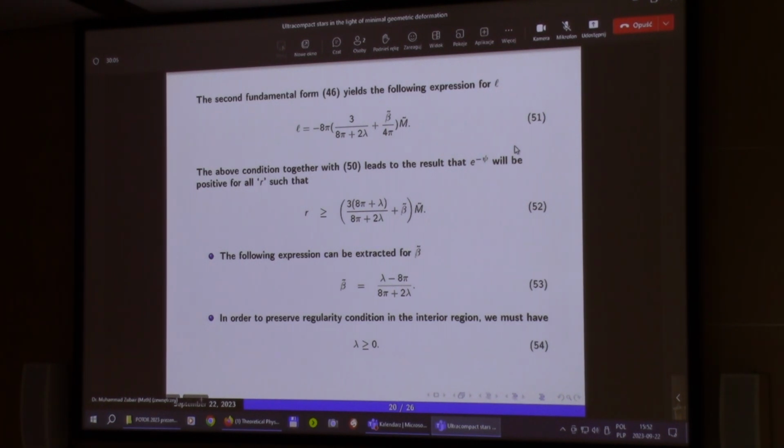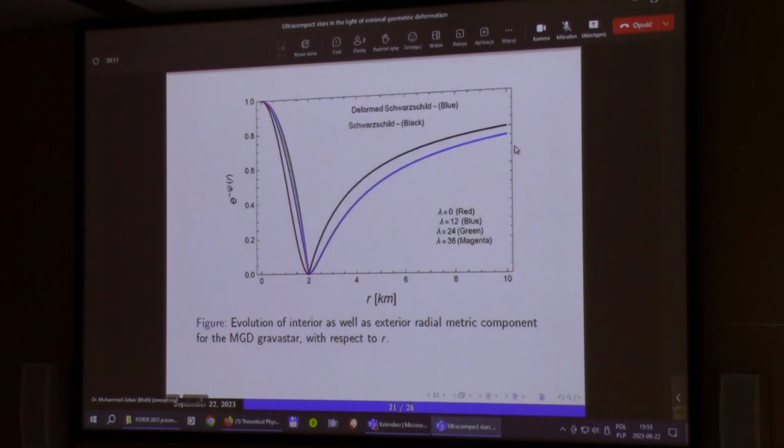We see that we need to have lambda greater than or equal to 0 to satisfy the regularity condition. In this paper we have shown the evolution of the interior as well as exterior radial component. You can see from here that in the Schwarzschild metric there is a black colored curve, and for the deformed Schwarzschild, which involves the contribution from the G static, we have the blue curve. It gets engineering gravastar.